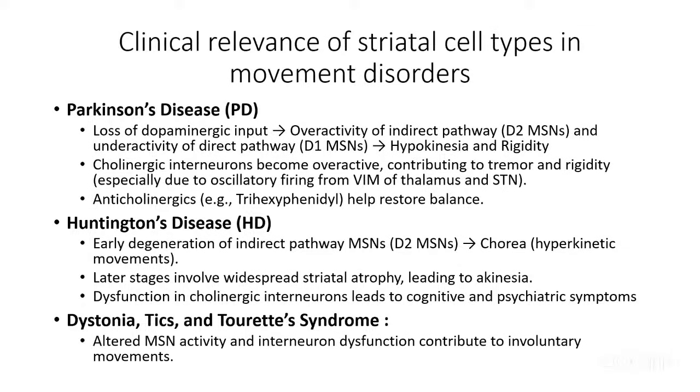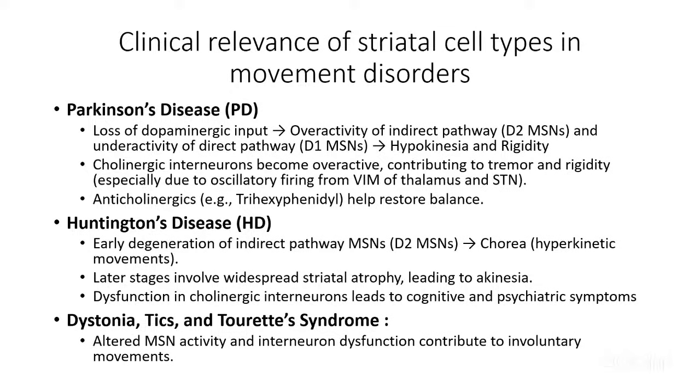Next. Clinical relevance of the striatal cell types in various movement disorders. So we know that in Parkinson disease, there is loss of dopaminergic inputs. So there will be underactivity of the direct pathway and overactivity of the indirect pathway, which leads to hypokinesia and rigidity. And the cholinergic interneurons become overactive, and they contribute to tremors and rigidity in patients with Parkinson disease. So we use anticholinergic drugs to restore the balance of these cholinergic interneuron pathways.